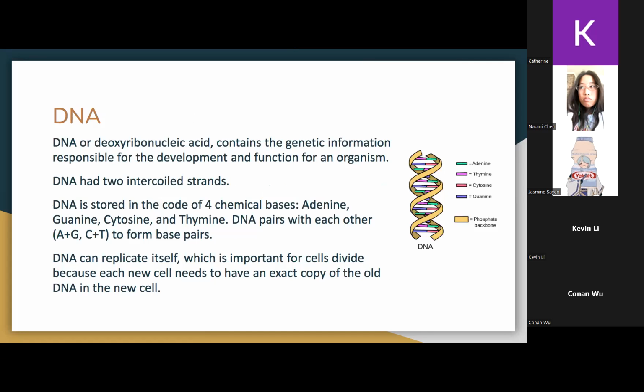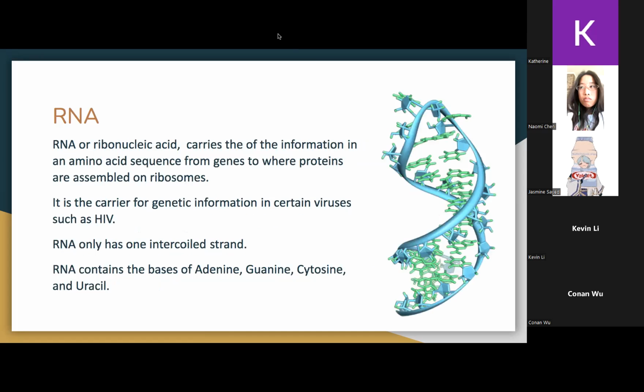DNA, or deoxyribonucleic acid, contains the genetic information responsible for the development and function of an organism. DNA has two intercoiled strands, as you can see in the picture to the right, and DNA is stored in the code of 4 chemical bases: adenine, guanine, cytosine, and thymine. The bases pair with each other to form base pairs. DNA can replicate itself, which is important for cells that divide because each new cell needs to have an exact copy of the old DNA.